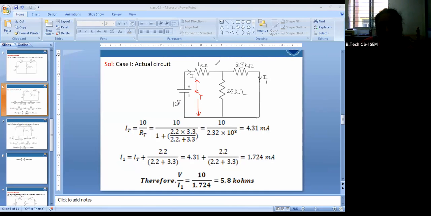Next, after finding the total current IT here, we want the current in this 3.3K. That is the current in 3.3K. So apply current division. This is the total current coming up to here, and it is divided among the 2.2K and 3.3K. According to current division, I1 is given by total current IT. This is multiplied, not plus. This is a small mistake here. IT into the opposite resistance, that is 2.2K, by the sum of the two resistances. Are you following?